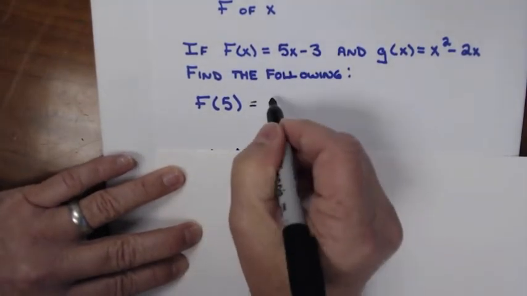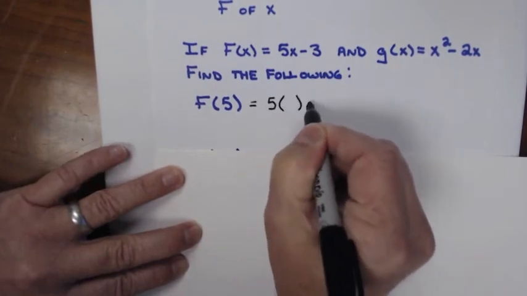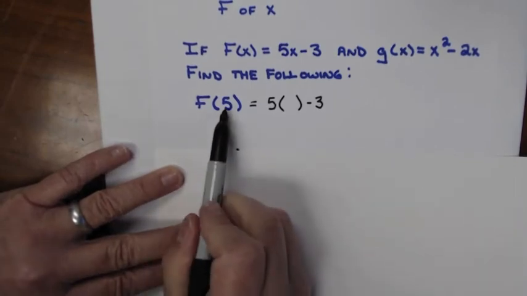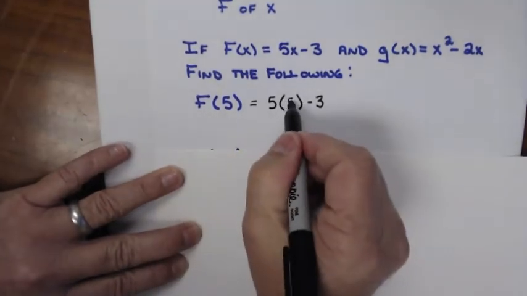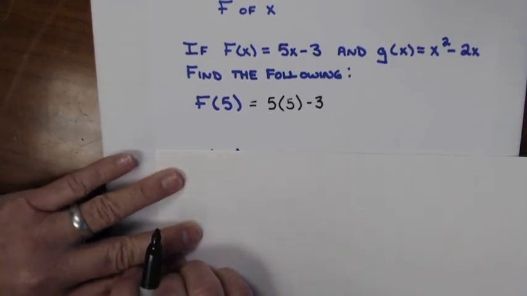The way I'm going to do that is I'm going to rewrite it. Everywhere I see an x, I'm going to put parentheses. And then I'm going to take that 5 and put it inside those parentheses. Once I do that, then I follow my order of operations.